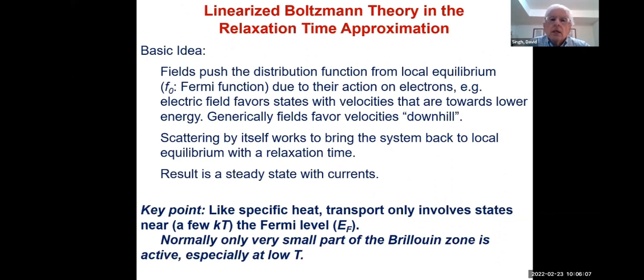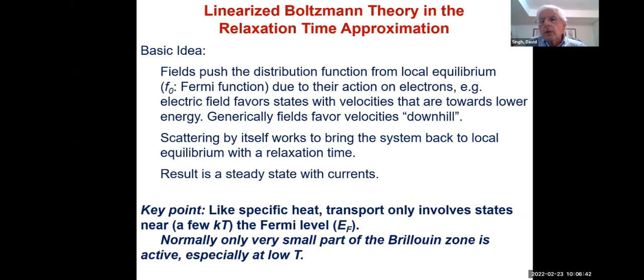So the basic idea of Boltzmann transport in the relaxation time approximation is that you may have some fields. Fields are things like the electric field, in other words, a gradient of the electric potential, or a thermal gradient, in other words, a temperature gradient, or other fields like a magnetic field. And what these do is they act on the electronic states and they push the distribution function away from the local equilibrium. In other words, local equilibrium means the Fermi distribution.